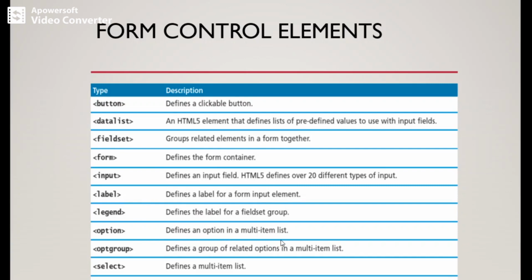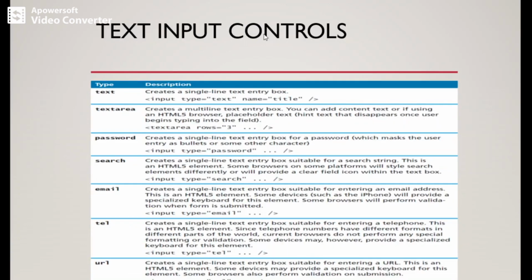Option defines an option in a multi-item list. Many items are there, no? Select defines a multi-item list. Out of many items, you can select a particular item. Textarea defines a multi-line text entry box. You want to enter several lines of text, like composing a message. Now text input controls we will study in detail.